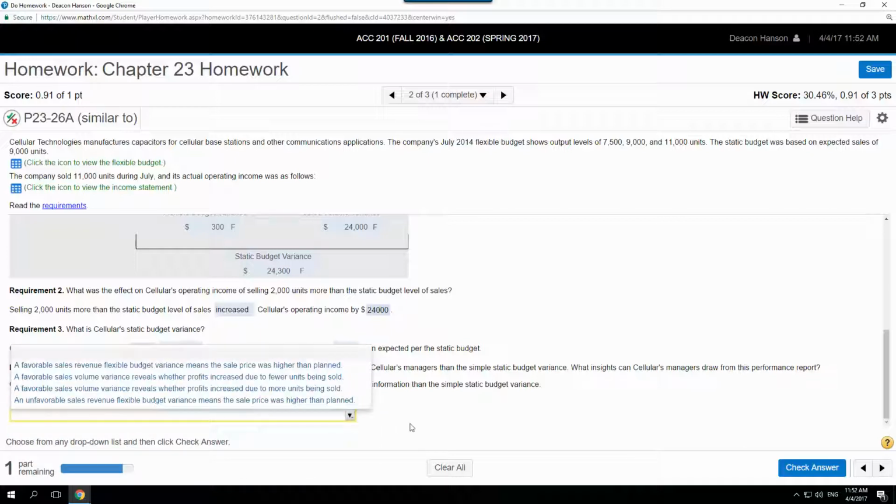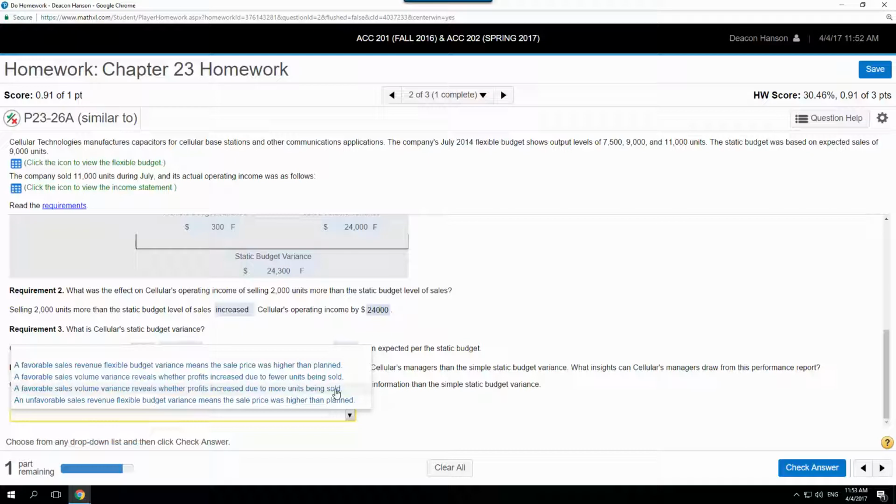Okay, let's see. A favorable sales volume variance reveals whether profits increase due to fewer units being sold. Well, if you're looking at volume, and if it's favorable, then if you're isolating volume, that means more units were sold than you expected. So that's saying fewer. I think the third one, a favorable sales volume variance reveals whether profits increase due to more units being sold. That's a good one.